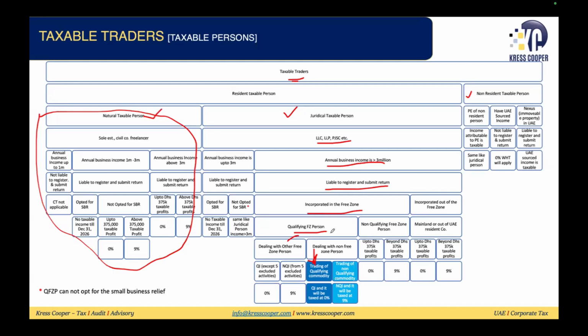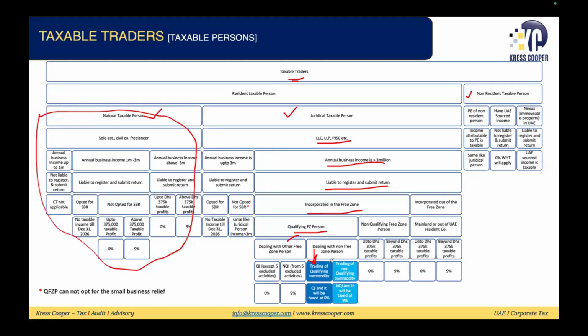Now this qualifying free zone person may be dealing with a non-free zone person. If they are, we need to look into this. Whenever they are dealing with a non-free zone person, they are dealing either with a qualifying commodity or a non-qualifying commodity. If they are dealing with the qualifying commodity, the law says it will be their qualifying income as well, and their income will be subject to 0%, provided they are not dealing with the PE of the non-resident person, the PE of the qualifying free zone trader. It means local PE, foreign PE, whatever.